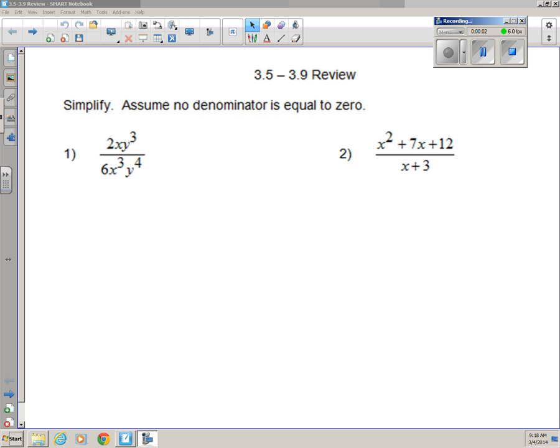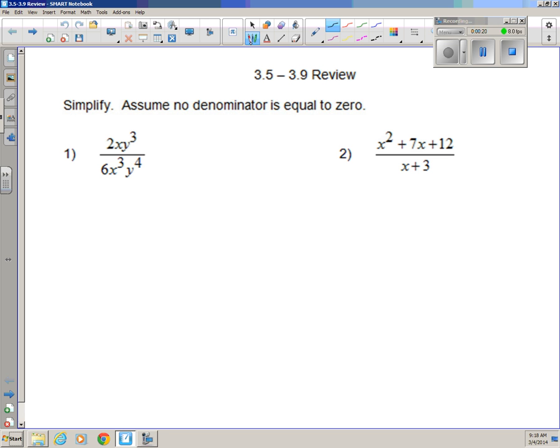This is the 3.539 review. This is the review for the quiz that you guys have coming up this week. So we need to simplify, and we're assuming that no denominator is equal to 0. That part's almost irrelevant to you. Why am I writing that? You'll learn more about that after the quiz. So really just think about, you need to simplify.